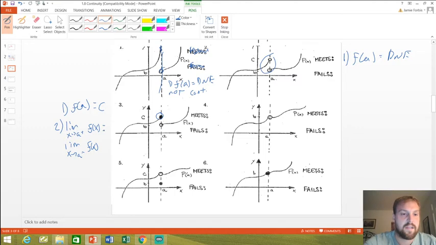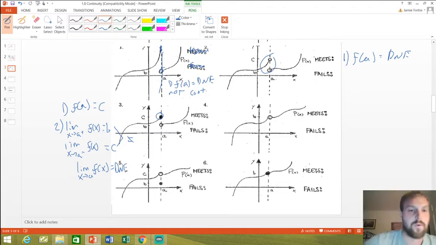From the right it equals b. From the left it equals c. So you can see that those do not equal each other. Therefore the limit, the generic limit here from left and right, does not exist. So step two is where we would cut that one off. It's not continuous.